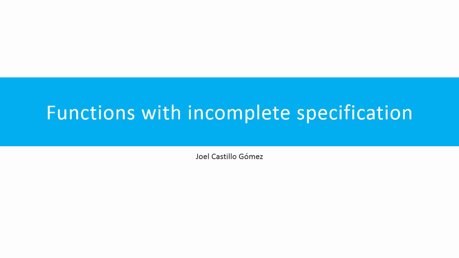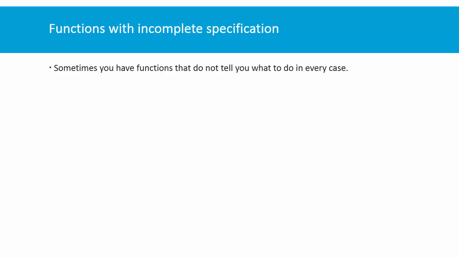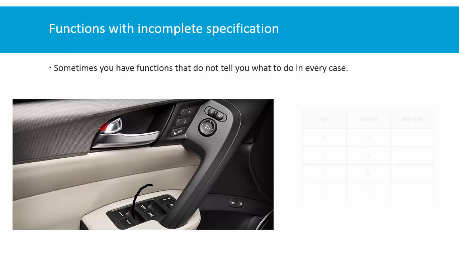Hi, in this video we will talk about functions with incomplete specification. Sometimes you have functions that do not tell you what to do in every case. Are you familiar with this? This is a window switch. And of course you can elevate the window or move it the other way. So let's analyze the inputs and the output of this system.